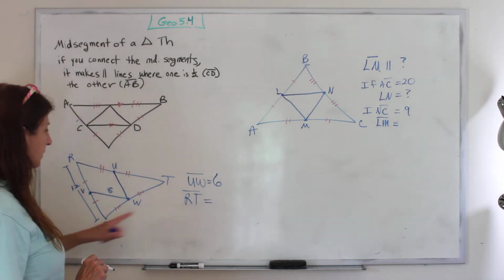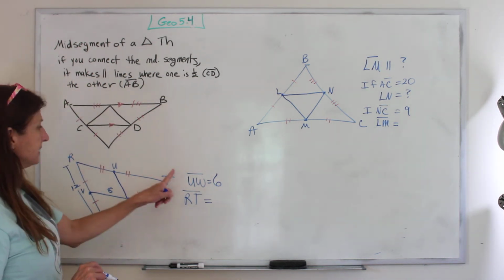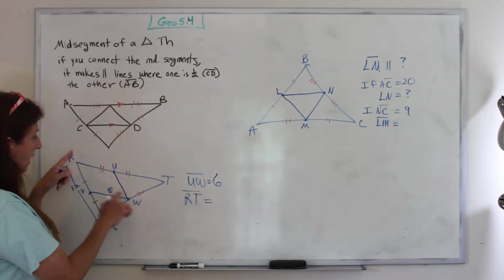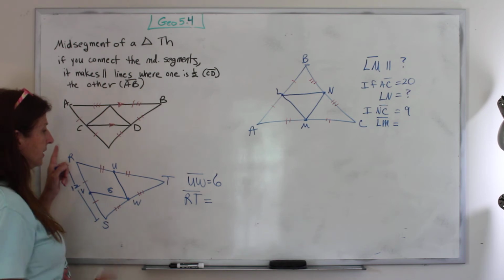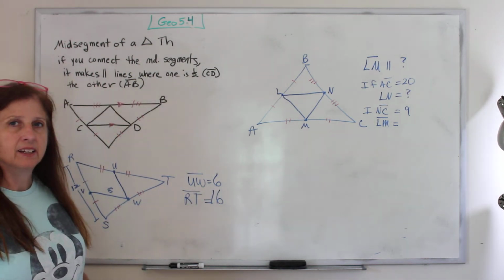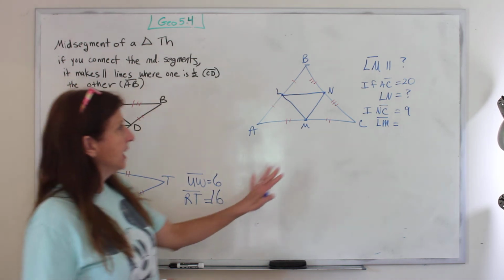Okay, let's do the next one. RT. RT is this one. It's parallel to that one. 8 is half of RT, so RT is double that, 16. Good? Let's do another one.